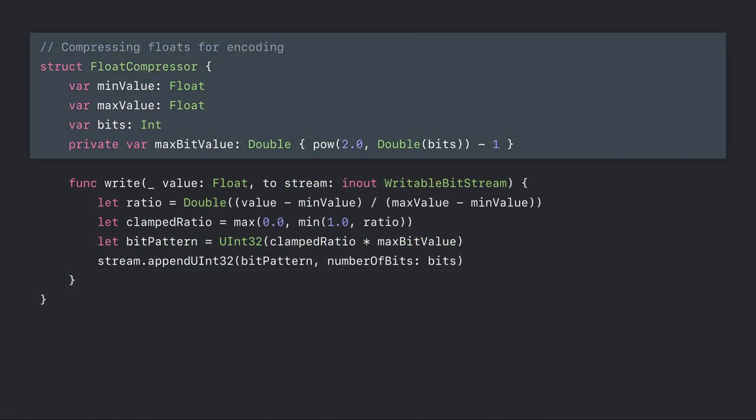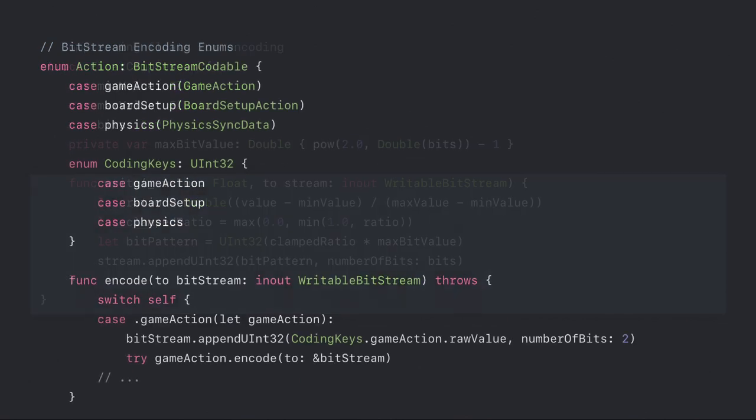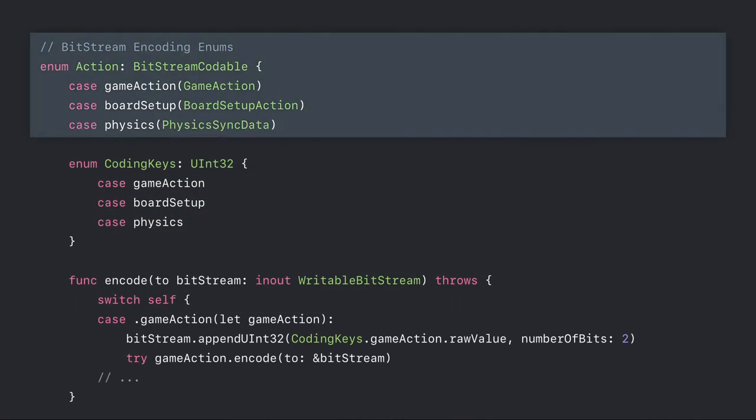So here's the implementation of compressing floats. The compressor is configured with the minimum and maximum range and the number of bits we want it to use. It clamps the value to the range and then converts it to an integer value for encoding using the specified number of bits. Each component for each object in the scene is compressed in this way. We also use an additional bit at the front to tell if an object has moved since the last update. If it hasn't moved, we don't resend that information. So let's go back to our action enum with the 3 different actions and talk about how we apply bitstream to this.